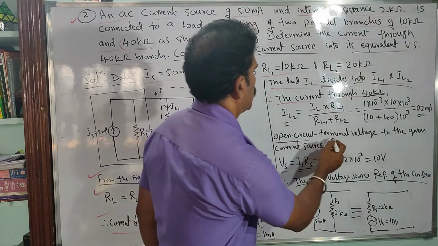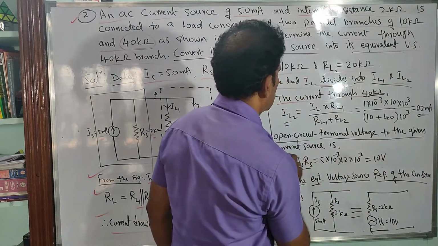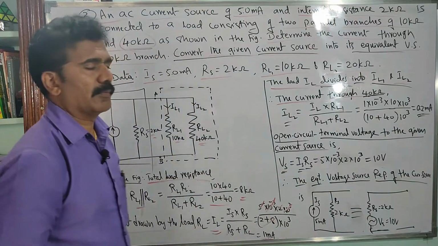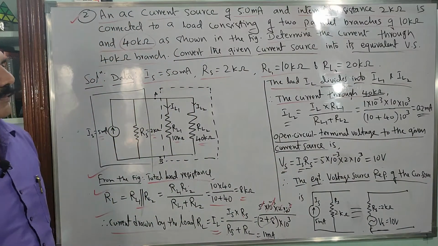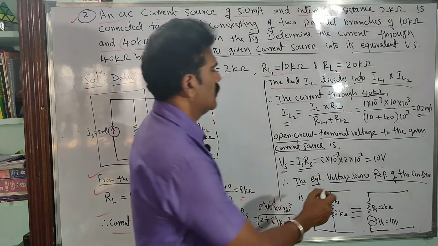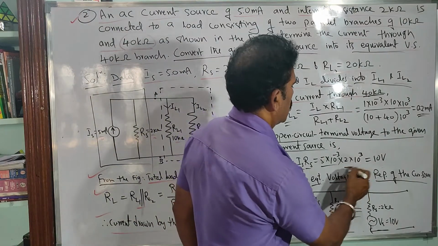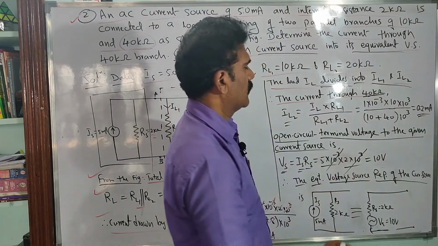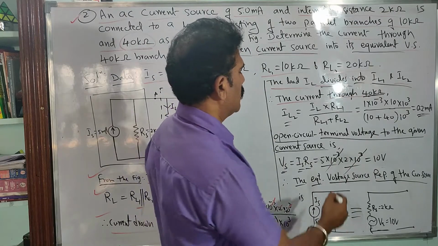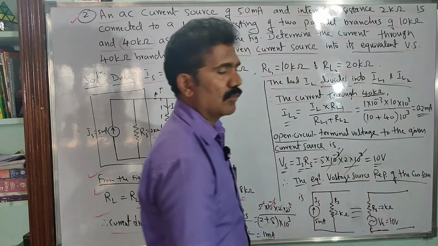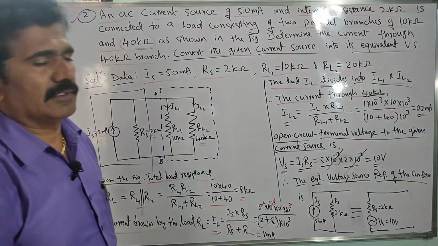So here, the open circuit terminal voltage of the given current source is given by the product of Is into Rs, that's it. So what is Is into Rs? 5 into 10 power of minus 3 into 2 into 10 to the power of 3. So cancel the 10 power of 3 and 10 power of minus 3, so that you will get 5 into 2 is equal to 10 volts, which is the equivalent source voltage.